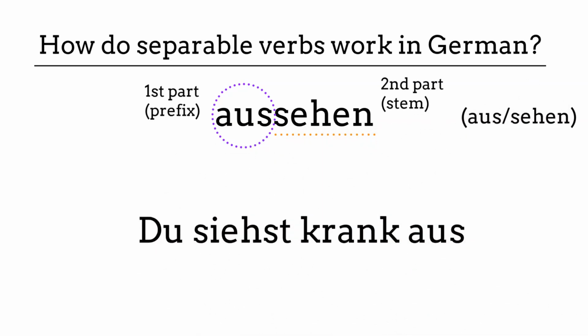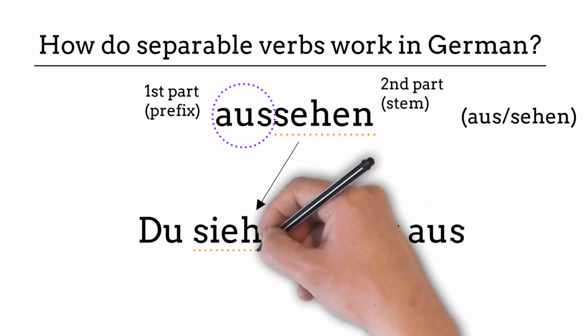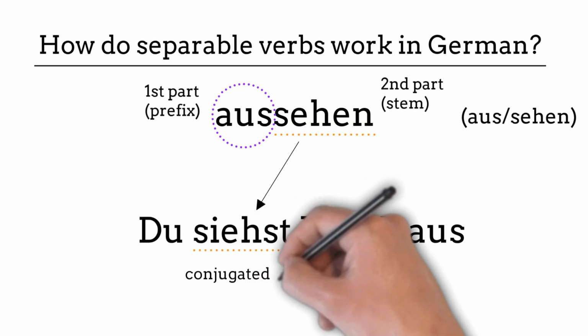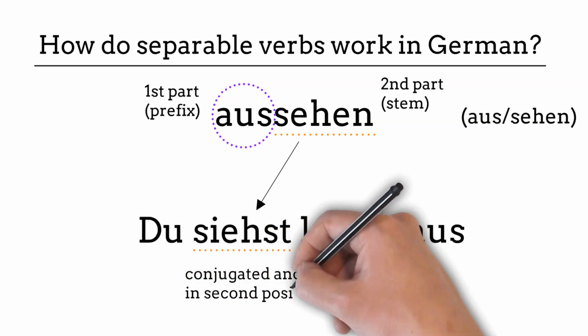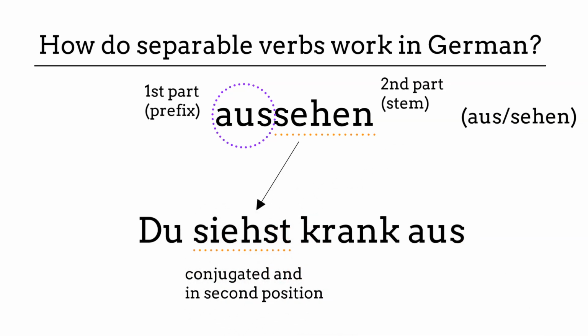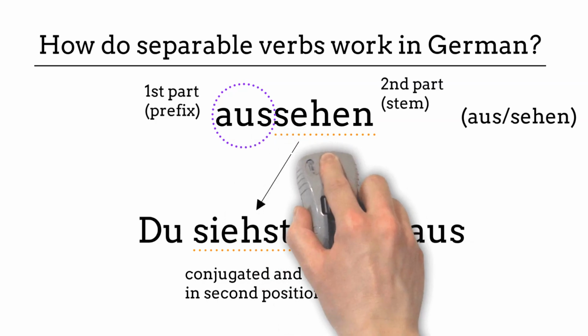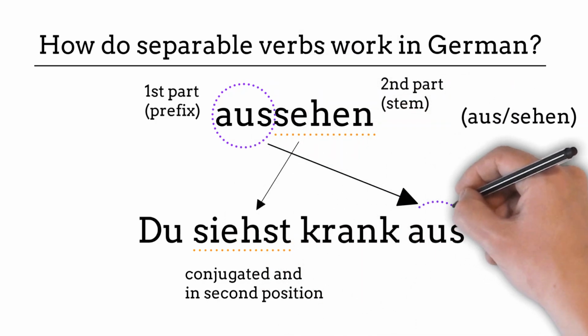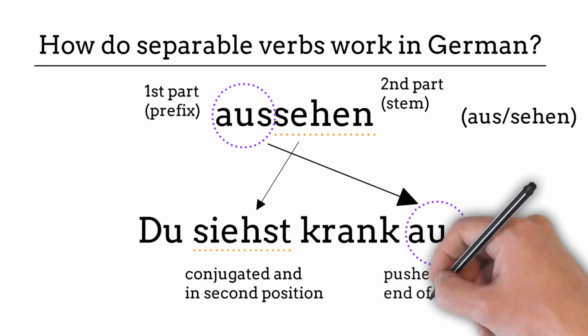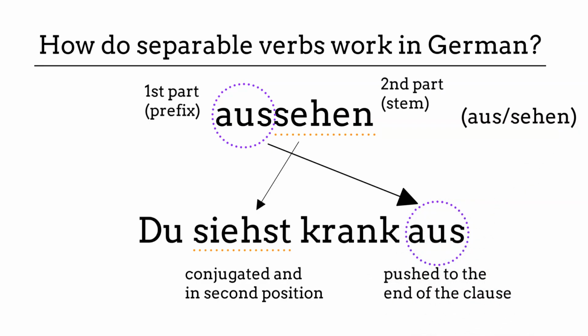You look sick. Notice that the verb sehen has turned into siehst, and it is conjugated. That means it has the correct ending for du, and it is in second position, like the verb has to be in every German sentence. Secondly, notice that the prefix aus has been pushed to the end of the clause or the sentence. It is as far as possible away from the stem in the sentence.